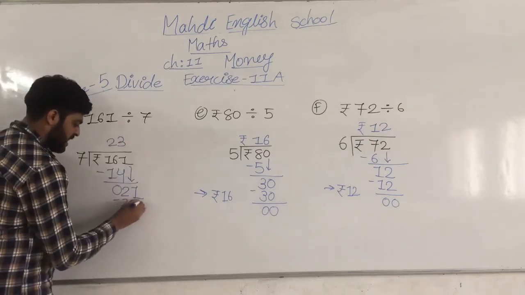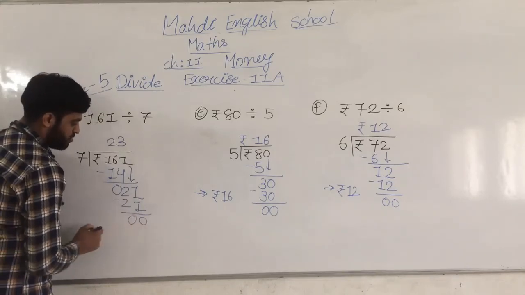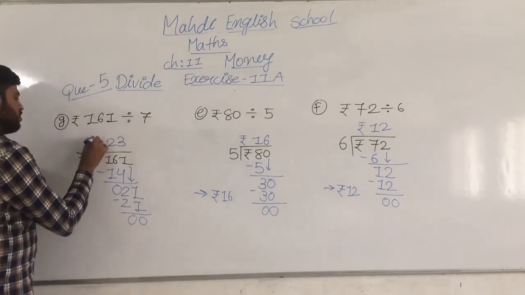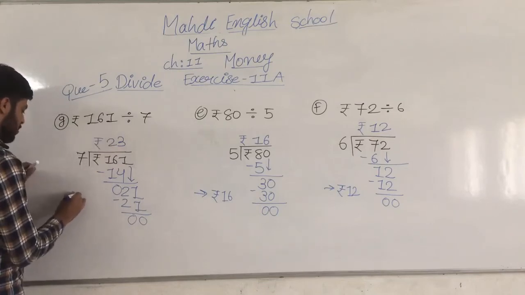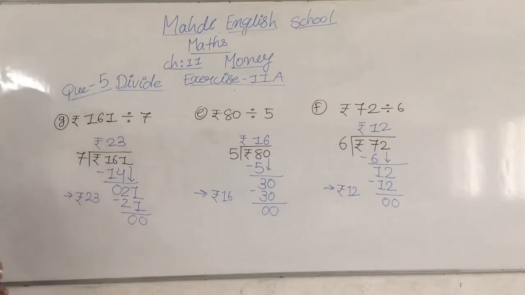7 3s are 21. 1 minus 1 is equal to 0 and 2 minus 2 is equal to 0. So the answer is what, all my dear students? 23. Understood? So you note down this answer in your book. Do it fast. And then we will move on further.